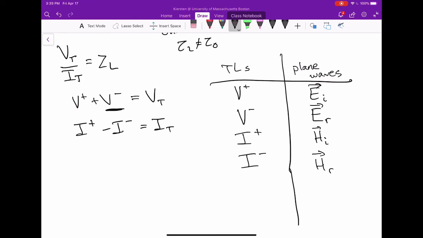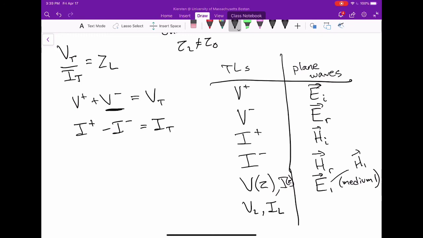You have a total current as a function of position. I would say that that counts as E1, so that's in medium 1. I'm going to say IZ and H1 are also going to go right there. And then you have VL and IL, the voltage and current at the load, and that is going to be E2 and H2 at the interface.